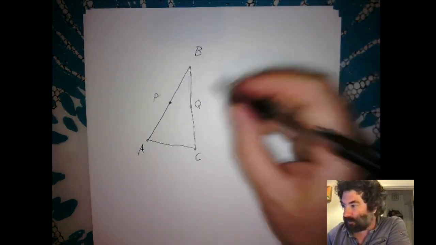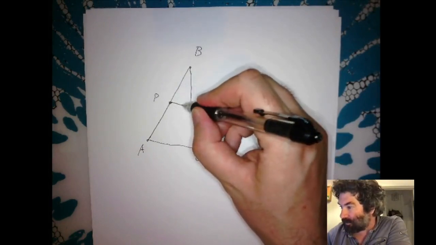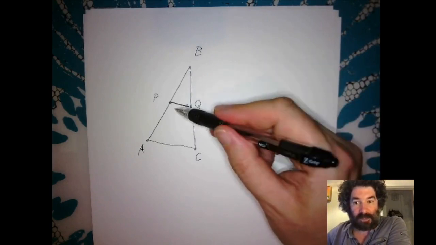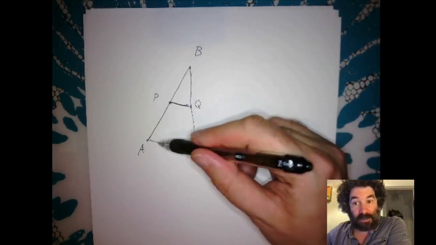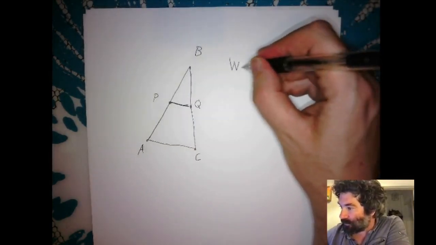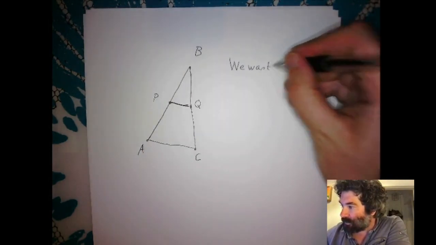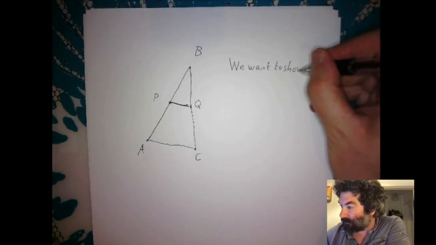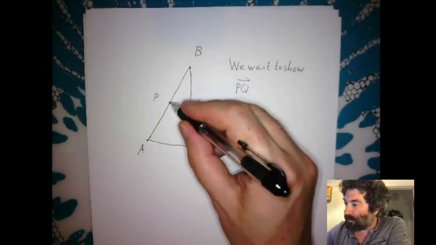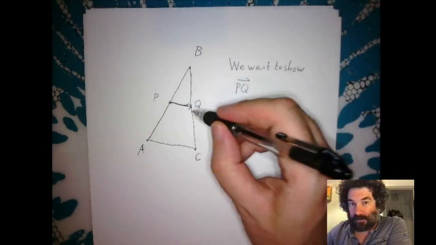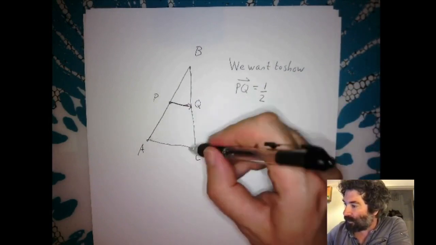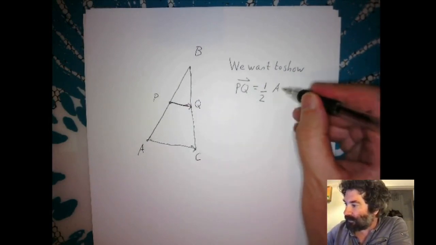So here's P and Q, the midpoints on two sides, and the segment that joins the midpoints is here. And what we want to show is that this segment between P and Q is parallel to the segment between A and C, and half the length. So in terms of vectors, we want to show that PQ, that's the vector from P to Q, the displacement vector, is equal to 1/2 the vector from A to C, AC.